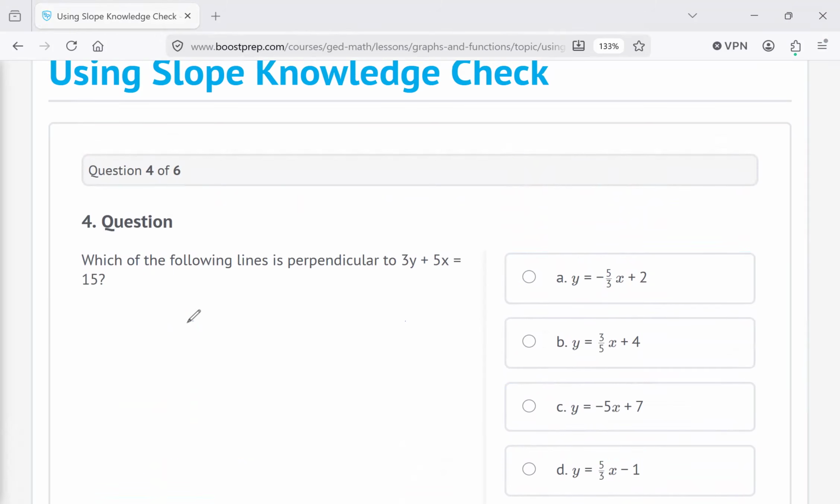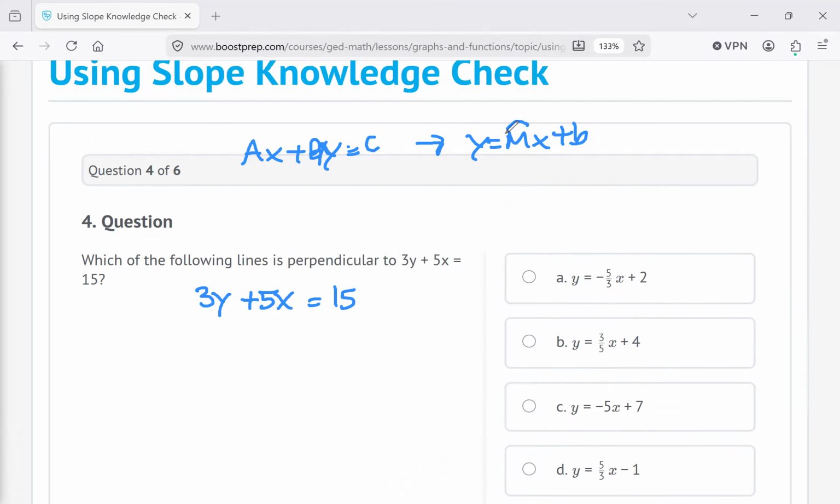Question 4. Which of the following lines is perpendicular to the line 3y plus 5x equals 15? So, okay, you'll notice that this is actually standard form. 3y plus 5x equals 15 is in standard form, so it's like ax plus by equals c. What we want to do is get it in slope intercept form, y equals mx plus b, right? Because if we put it in this form, we can easily find the slope and we can find this new slope that's perpendicular. So let's go ahead and try to get y by itself.